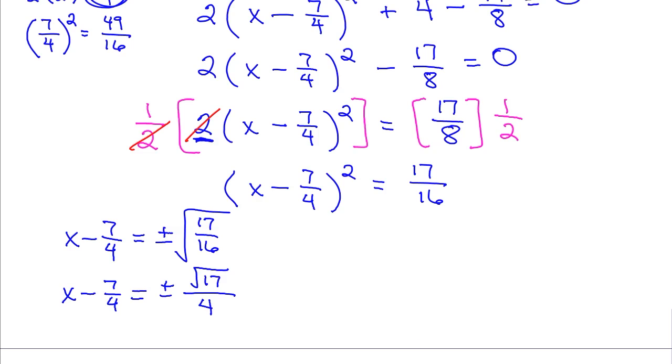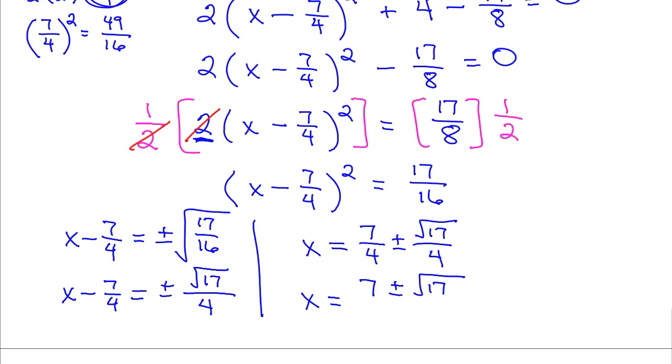Then I'm going to move the 7/4 to the right side. It comes over as a positive. So we have 7 over 4 plus or minus the square root of 17 over 4. And since they both have the same denominator, we can combine them into one big fraction. 7 plus or minus the square root of 17 over 4. Those are two different answers because of the plus or minus. And finally we have the statement. The solution set is 7 plus or minus the square root of 17 over 4.